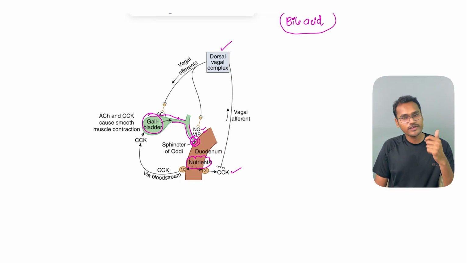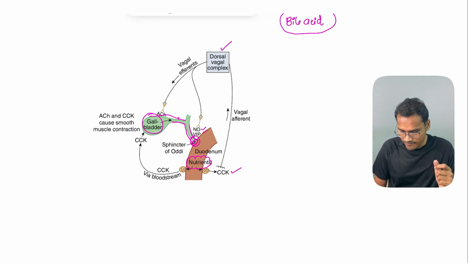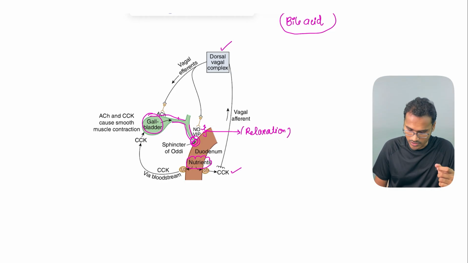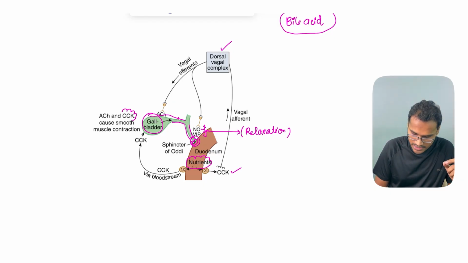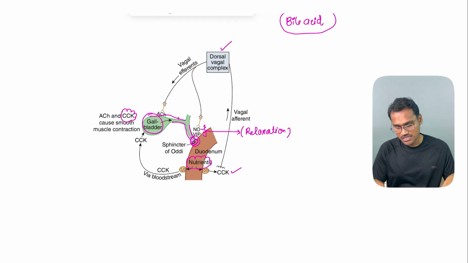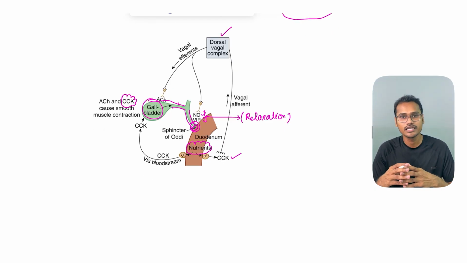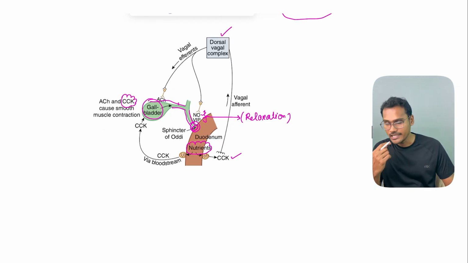These two, nitric oxide and VIP, we have seen in the movements also, wherein they were causing relaxation. So here also they will cause relaxation of the sphincter of Oddi. And another stimulant for the contraction of the gallbladder is our CCK, which is the most potent cholagogue. So this is how the secretion is being regulated with the help of various inputs from the vagus as well as from the CCK.